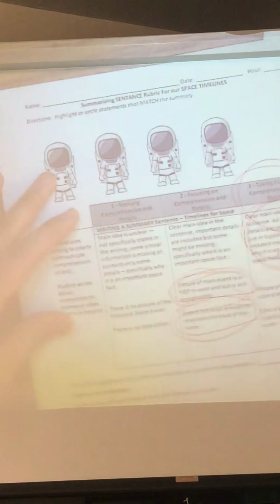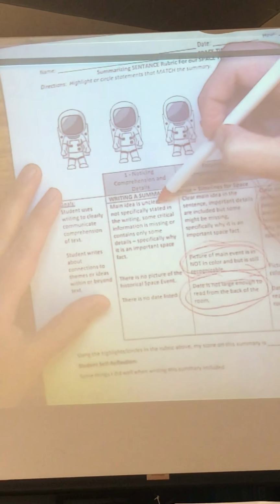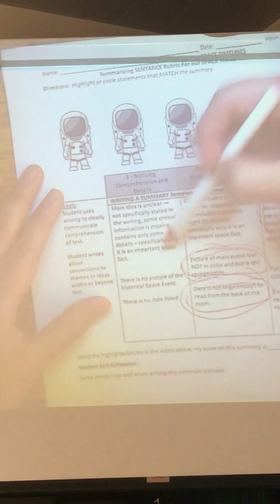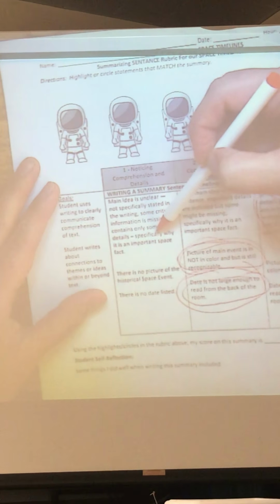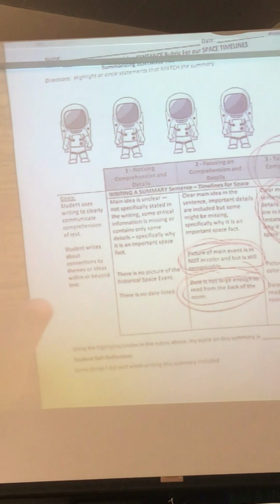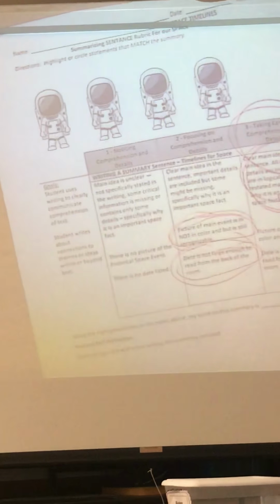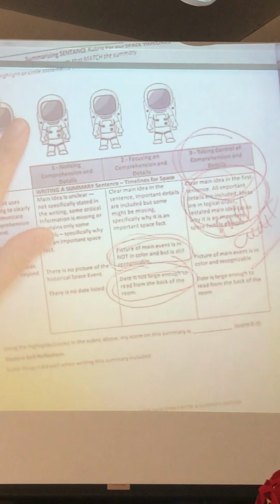Okay, so minimum, 0. The main idea is unclear and not specifically stated. Some stuff is missing, and we don't know why it's an important fact in space history. There's no picture of the historical event. There's no date listed. I had one of those up here. I'm sure you can imagine what they look like. I don't want to pick on anybody, but are there any questions about this?